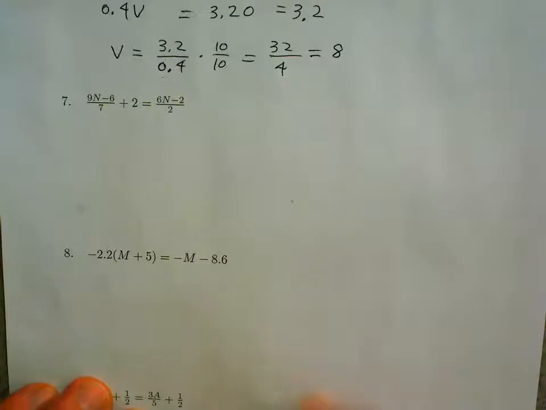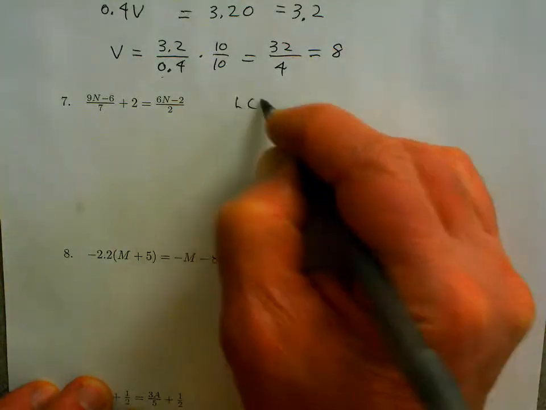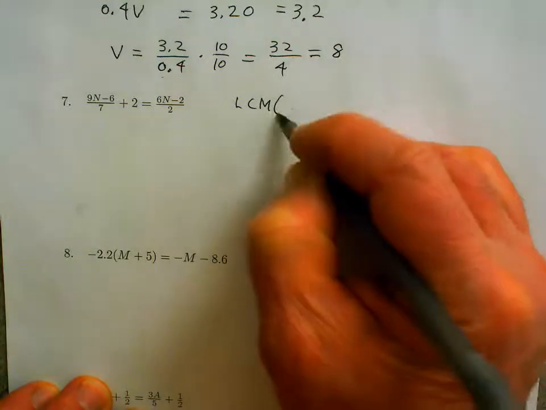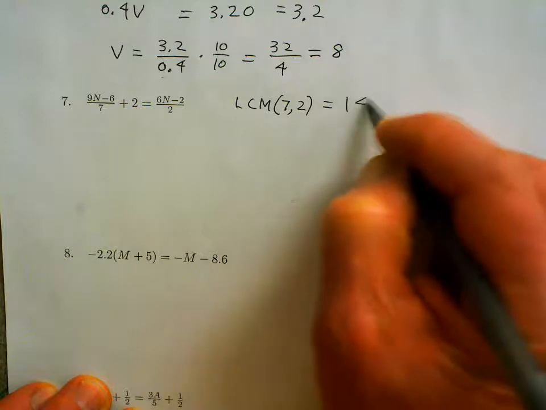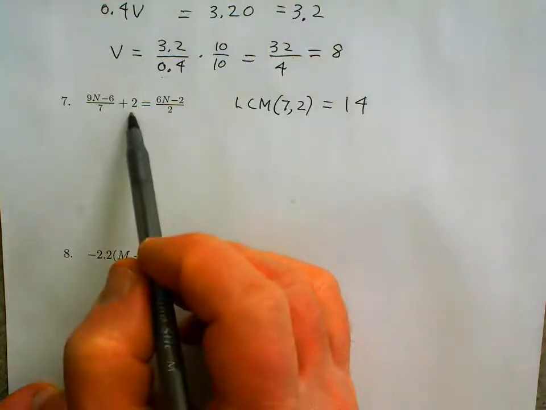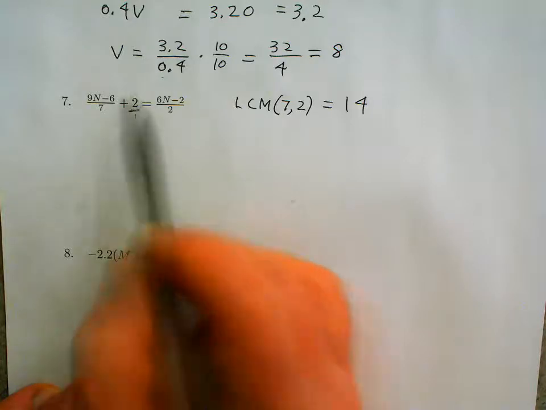Okay, we have less than 1 minute. On this one, I would advise using multiply both sides by the least common multiple of the denominators, which is 14. And make sure you don't overlook multiplying 2 by 14 on that one.